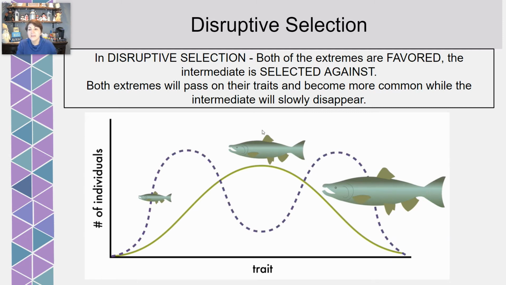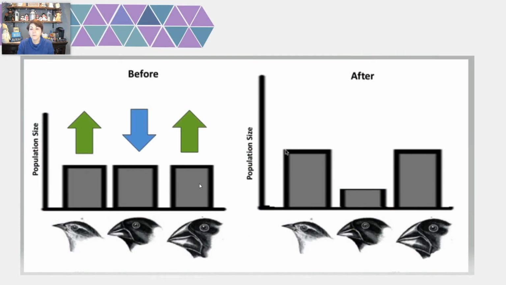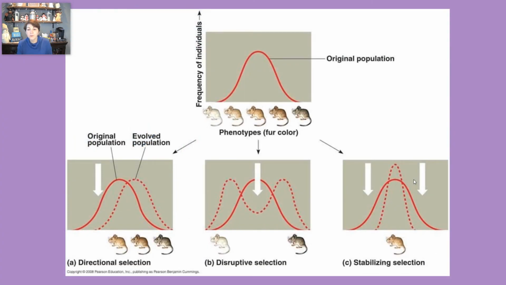And again, the intermediate is selected against, while the extremes are both selected for, so they both survive, which is why we see an increase in their numbers. So if that were to happen with the bird's beak, we might see something like this, where the intermediate beak declines and the two extremes increase. So one last time, directional moves the graph towards one extreme in one direction. Disruptive decreases the intermediate. The intermediate is selected against, the extremes go up. And in stabilizing, the intermediate goes up and becomes more prevalent.